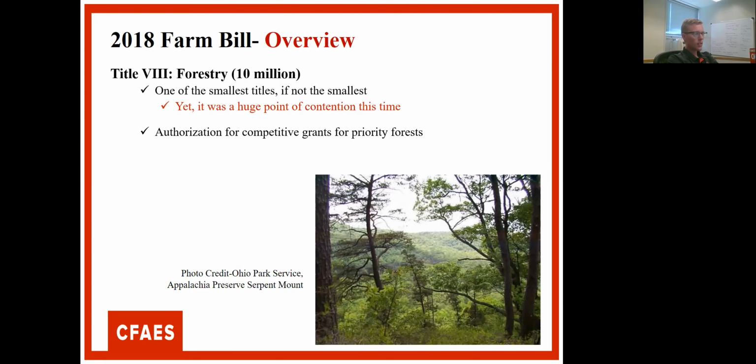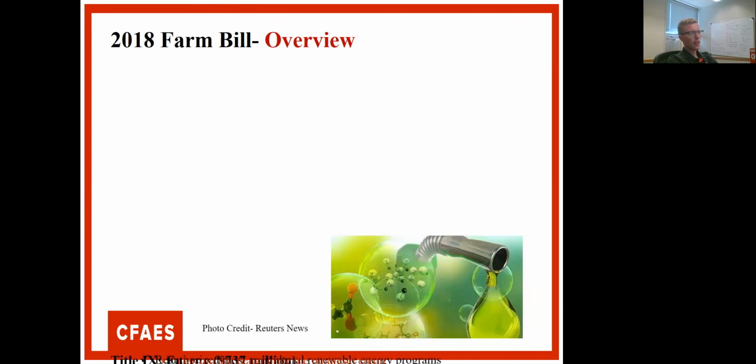And so we see competitive grants reauthorized for priority forests, none really here in Ohio, but we do see some interest in specialized forests where wildfires seem to be common. And then, like I said, forest management considerations to make sure that we're making accurate best management practices to prevent extreme wildfires if they do break out.